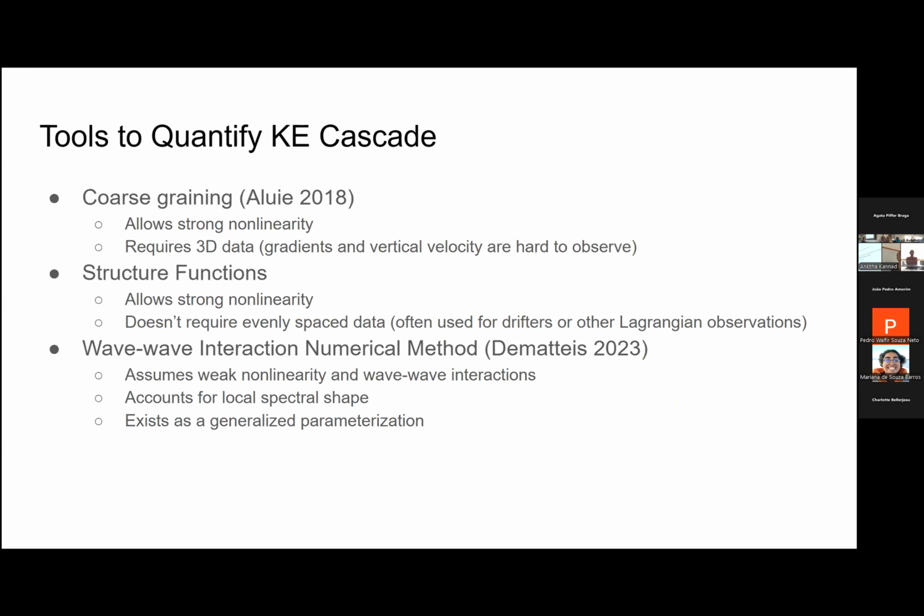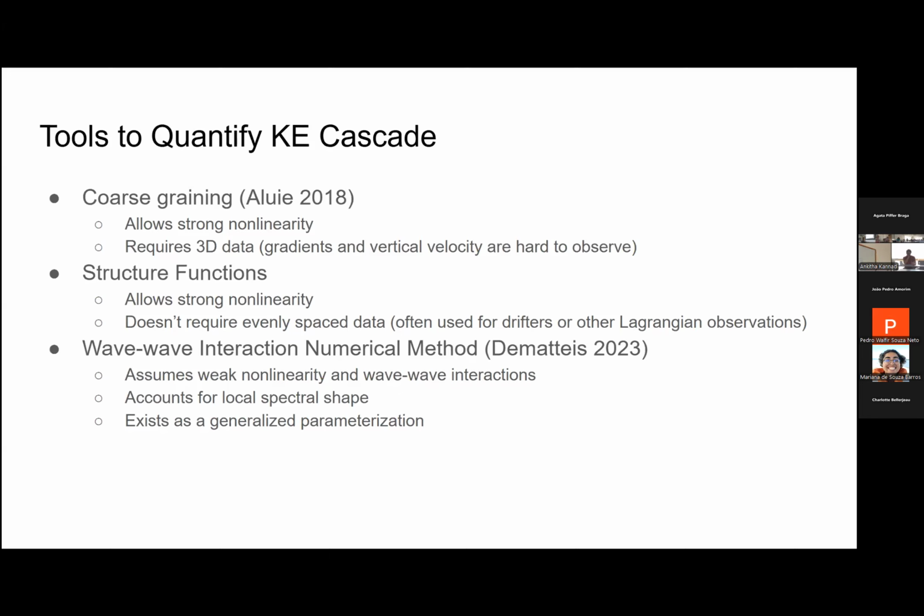Okay. So with the last few minutes that we have, I wanted to talk about some different tools that we use in observations and models to actually quantify the kinetic energy cascade. When I say quantify cascade, I mean if you have a spectrum and you want to know at this scale how much energy is being transferred from larger scales to smaller scales, that quantity is something that people denote with a big pi. And we can quantify it using various different tools. Some of those tools are here.